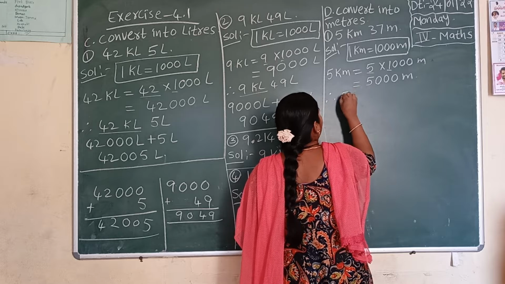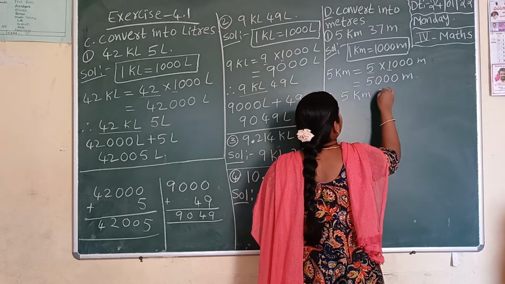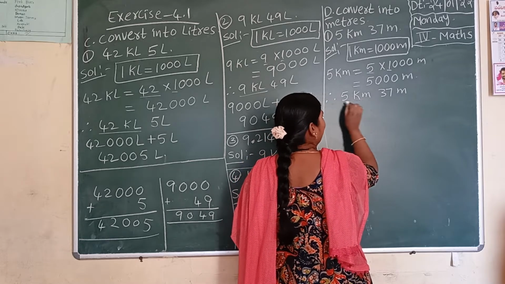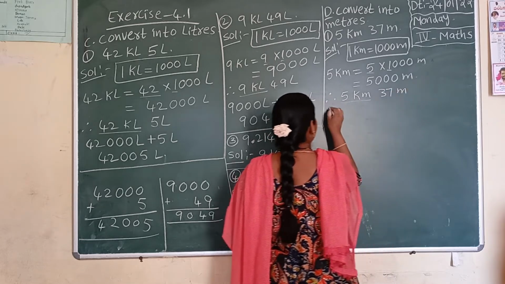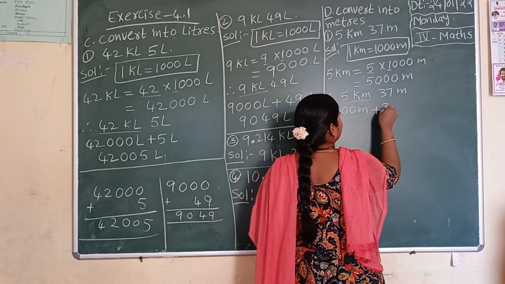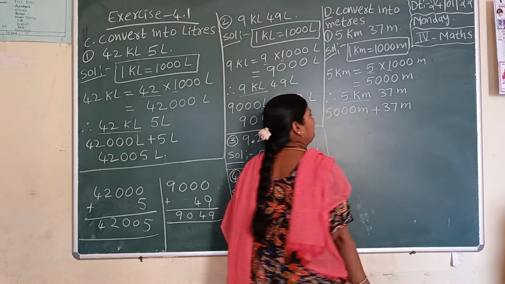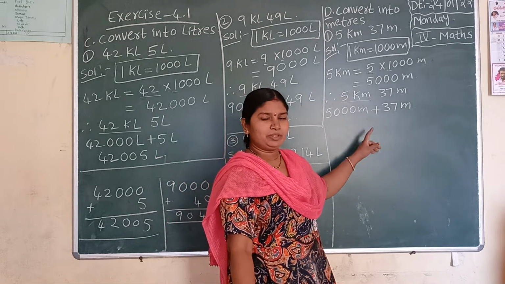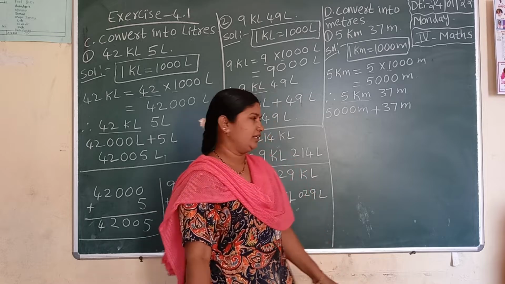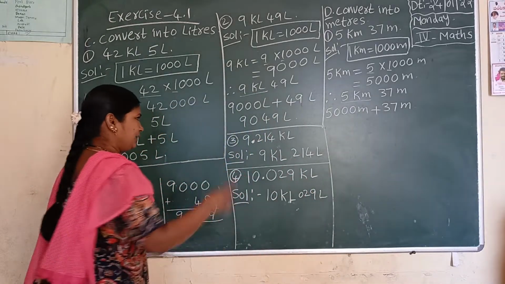Therefore 5 kilometers 37 meters. In the 5 kilometers place, write down the meters answer: 5000 meters plus 37 meters. Why am I doing addition? Because the same units, meters, are there. So you have to do the addition.